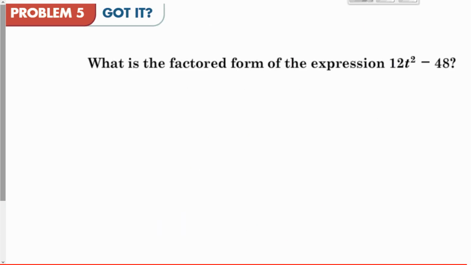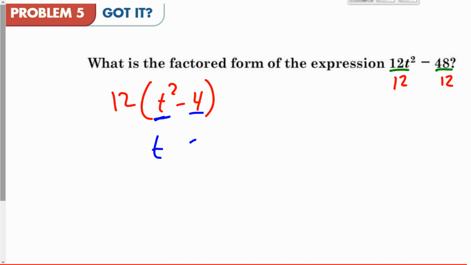Alright, go ahead and try this one on your own. Factor out the greatest common factor first, so you have perfect squares, right? 12 and 48 are not perfect squares, so factor out the greatest common factor first, and then you will. Okay, go ahead and pause the video, try it. Okay, what can we factor out of 12 and 48? 12. So we factor out 12, we get left with t squared minus 4. What times itself is t squared? That's t. What times itself is 4? That's 2. One positive, one negative. Make sure you put the 12 out in front. All done.